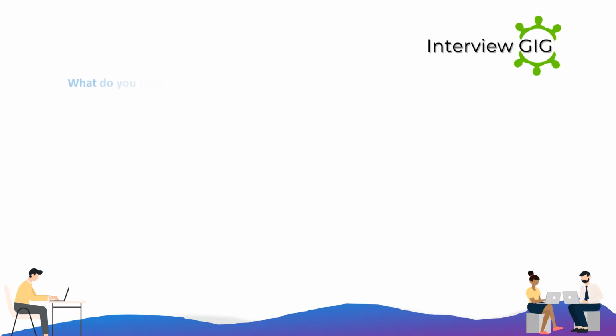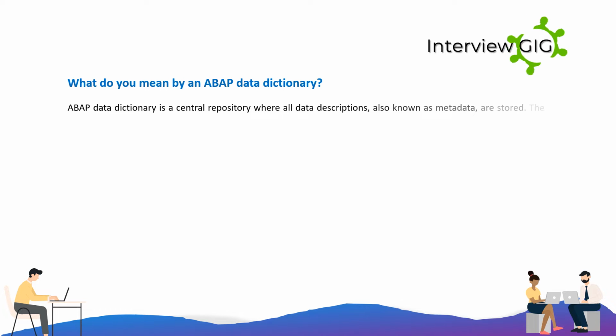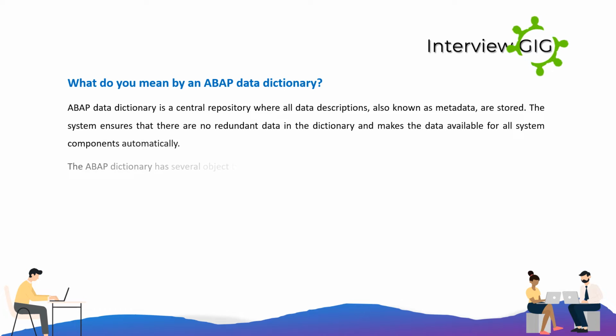What do you mean by an ABAP data dictionary? ABAP data dictionary is a central repository where all data descriptions, also known as metadata, are stored. The system ensures that there are no redundant data in the dictionary and makes the data available for all system components automatically. The ABAP dictionary has several object types.